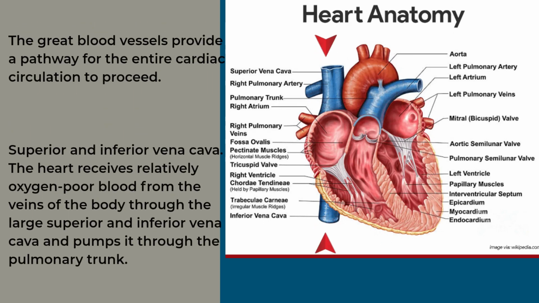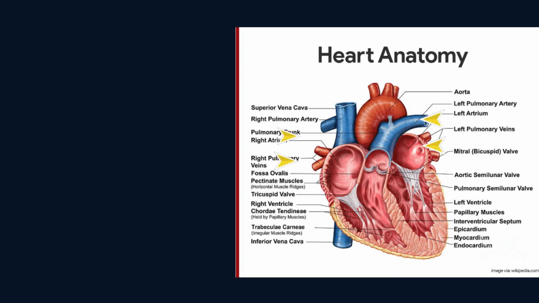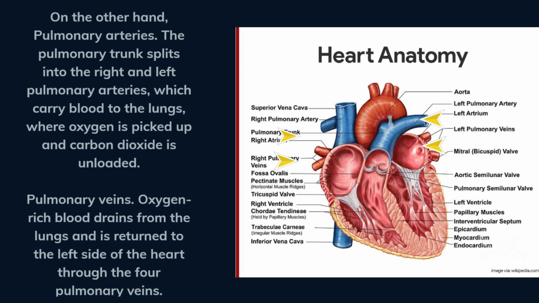Superior and inferior vena cava. The heart receives relatively oxygen-poor blood from the veins of the body through the large superior and inferior vena cava and pumps it through the pulmonary trunk. Pulmonary arteries. The pulmonary trunk splits into the right and left pulmonary arteries, which carry blood to the lungs, where oxygen is picked up and carbon dioxide is unloaded.